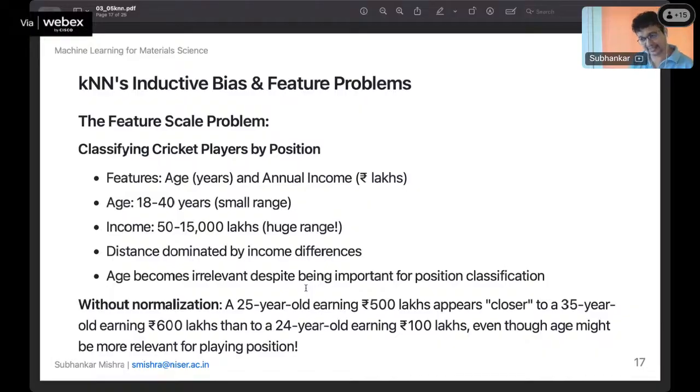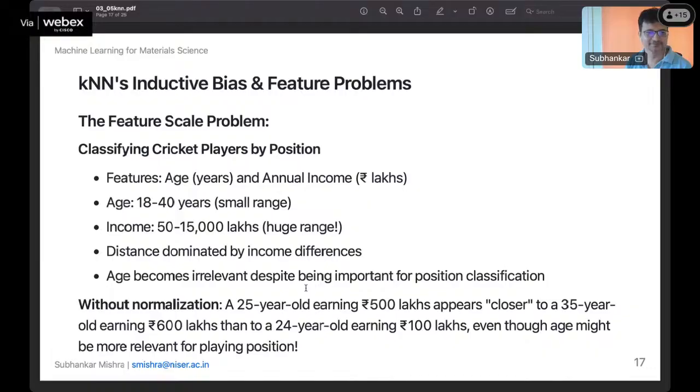Here, for example, age will vary, let's say 18 to 40. Maybe there are younger players now, so let's say 18 to 40. The age will vary, and the maximum age is 40. That is also tricky.